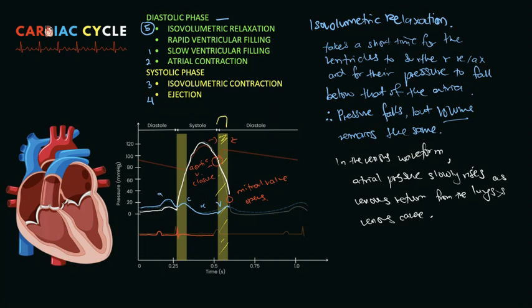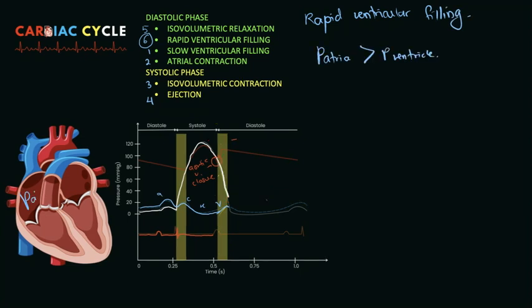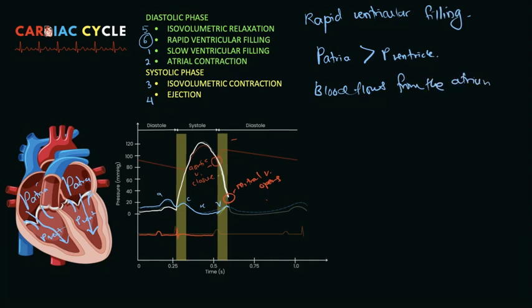As for the left ventricular pressure, there will be this steep downward deflection of the isovolumetric relaxation. Next comes the rapid ventricular filling. Once atrial pressure exceeds ventricular pressure, the AV valves will start to open. And when the AV valves open, blood will flow down its pressure gradient from the atria to the ventricles.